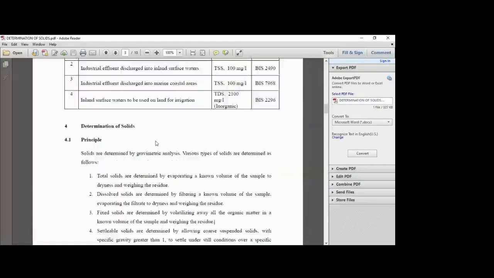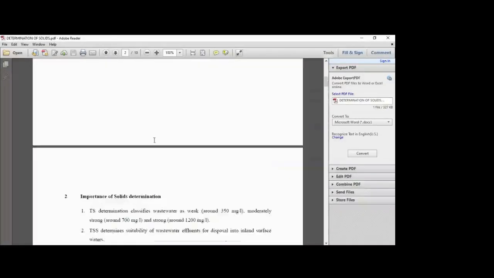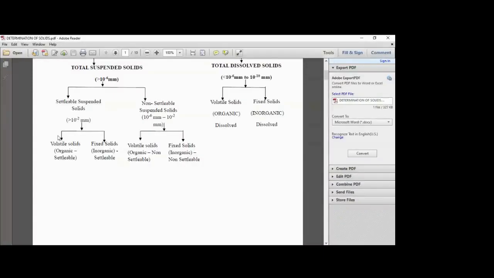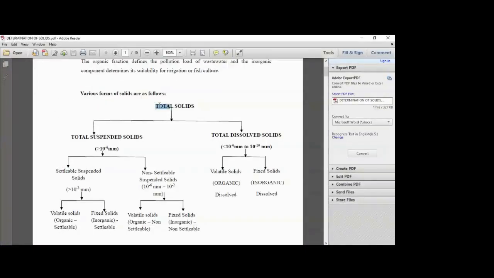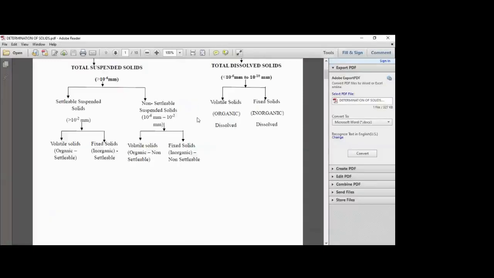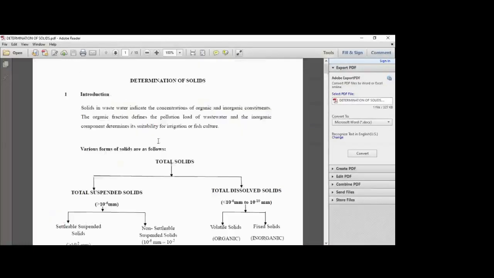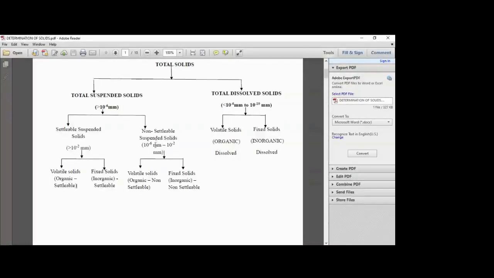Now we already know that if some heat energy is provided to the volatile solids, they will escape. So I'll be taking the wastewater sample, and I will apply much more heat energy than I applied for the total solids, so that the volatile solids will escape, and at last I will get the fixed solids, right?